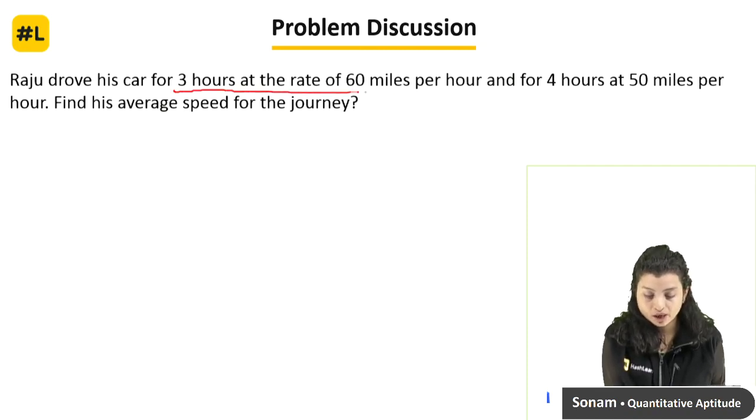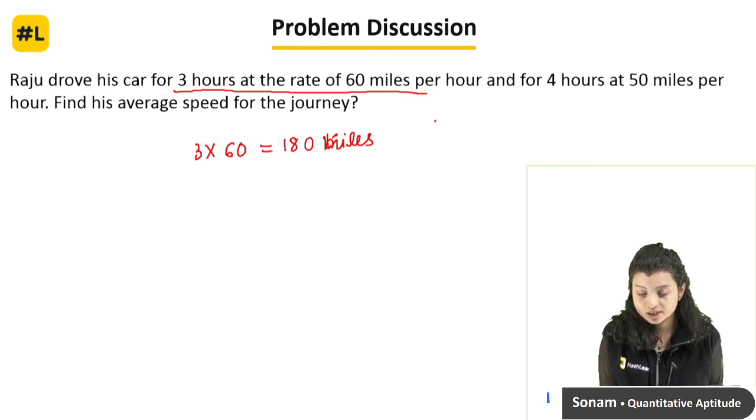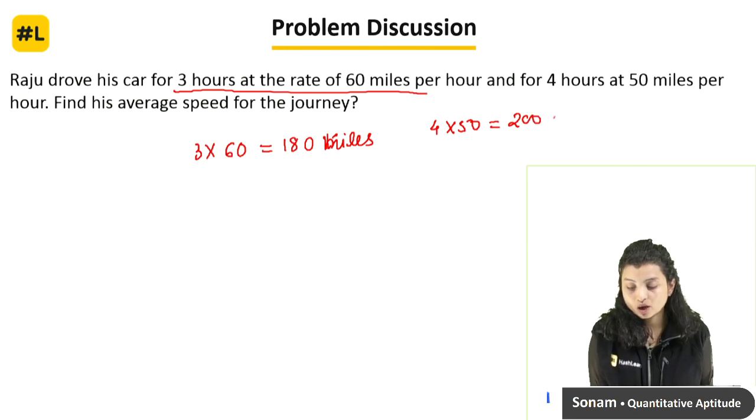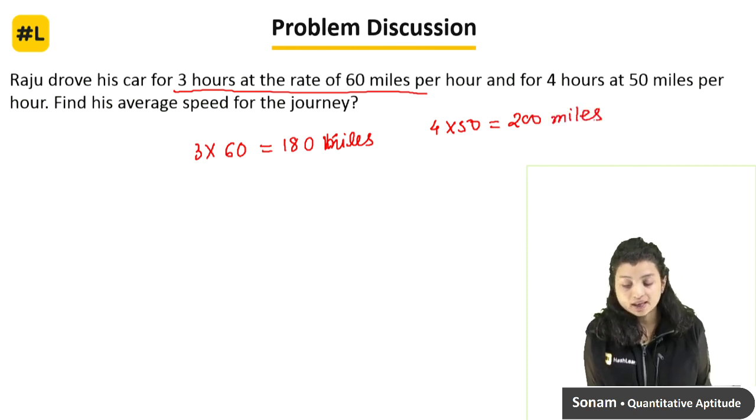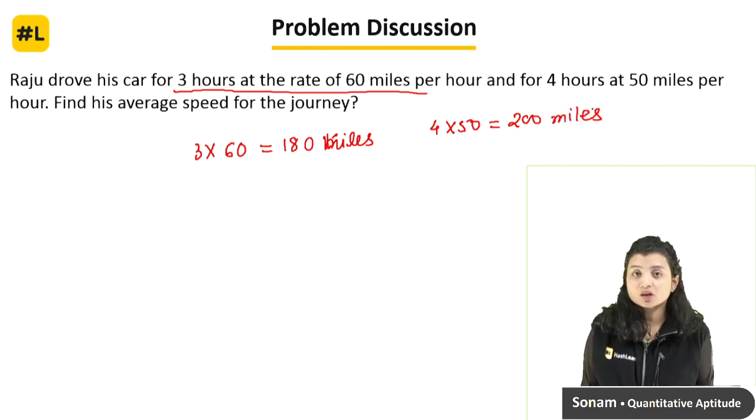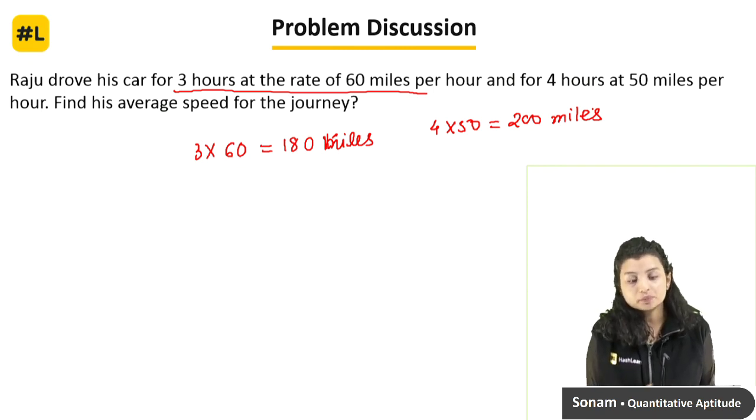For the first part, let's find the distance traveled. He traveled for 3 hours at the rate of 60, so the distance traveled is 180 miles. In the second case, 4 into 50, that is 200 miles. So the distance traveled is not the same, and I cannot use my shortcut. So I have to do it by the normal method.